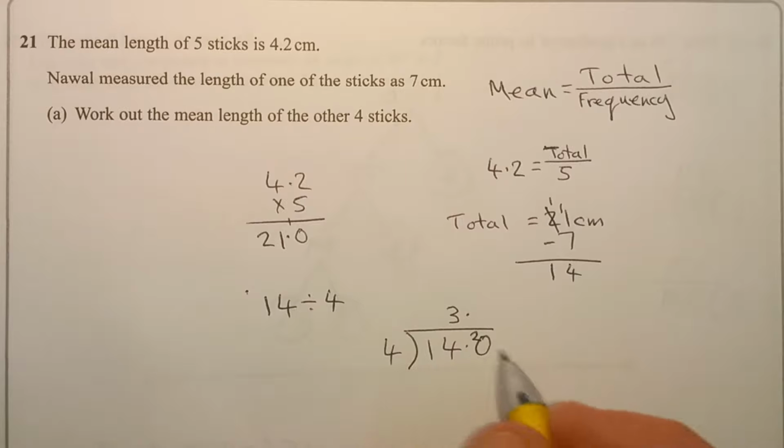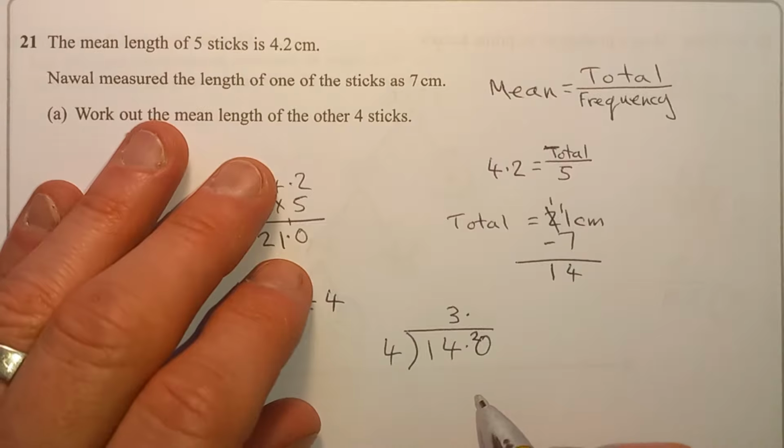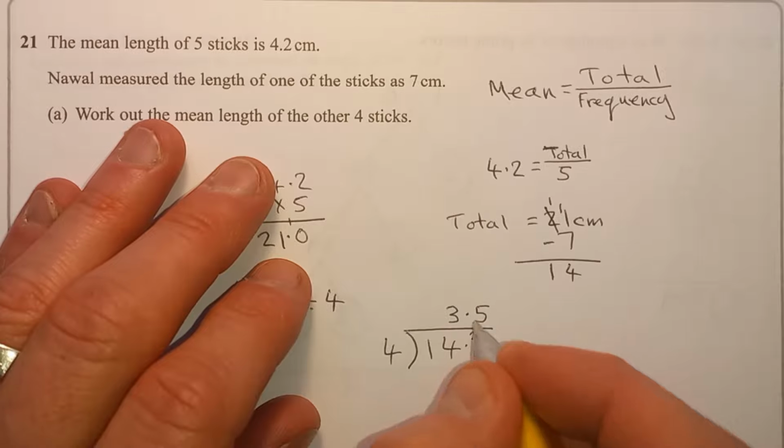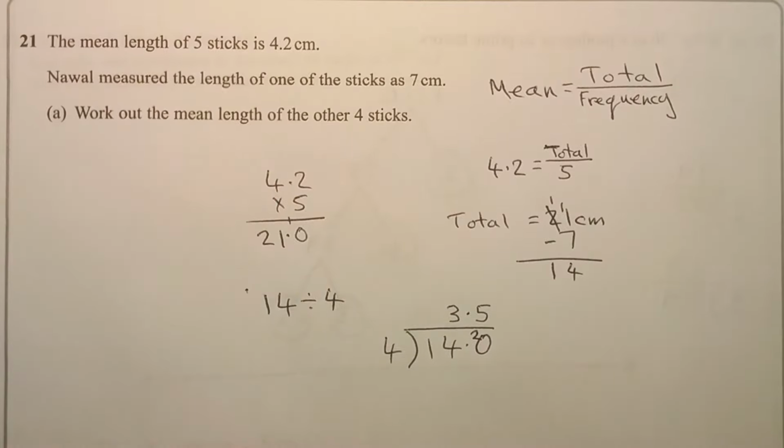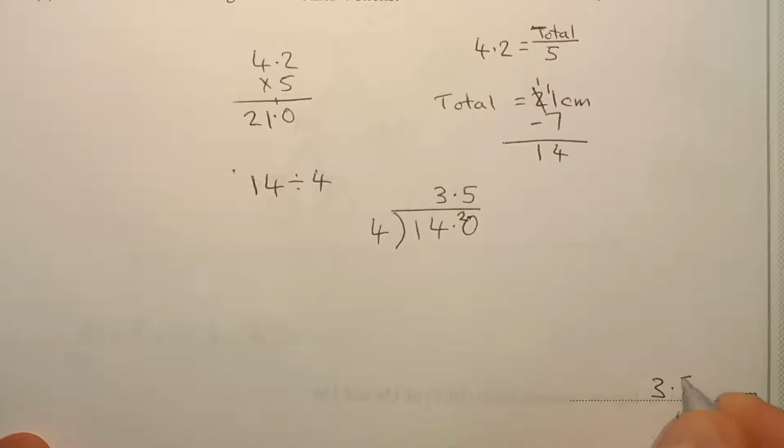And now, how many times does 4 go into 20? Well, we've got 4, 8, 12, 16, 20. That's 5 times. So we get a new mean length of 3.5 centimetres.